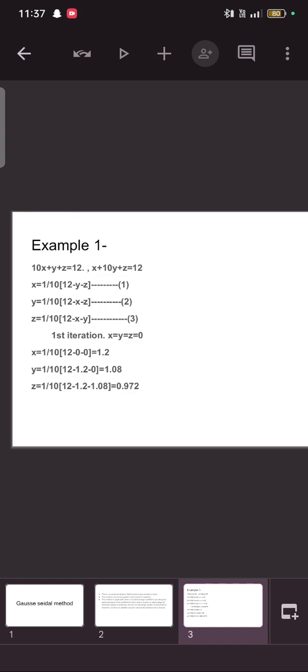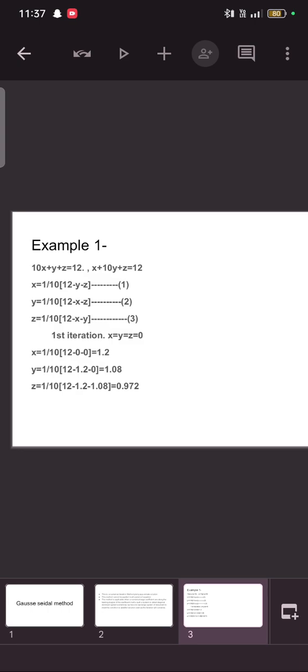The given equations are 10x plus y plus z is equal to 12, x plus 10y plus z is equal to 12. So from the first equation, x is equal to 1 by 10 bracket 12 minus y minus z bracket close. y is equal to 1 by 10 bracket 12 minus x minus z, and z is equal to 1 by 10 bracket 12 minus x minus y. Let these be equation number 1, 2, 3.